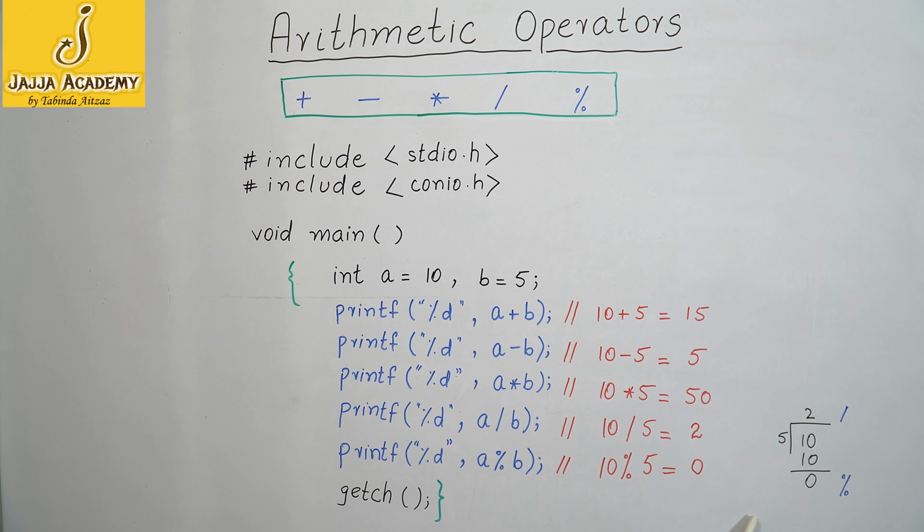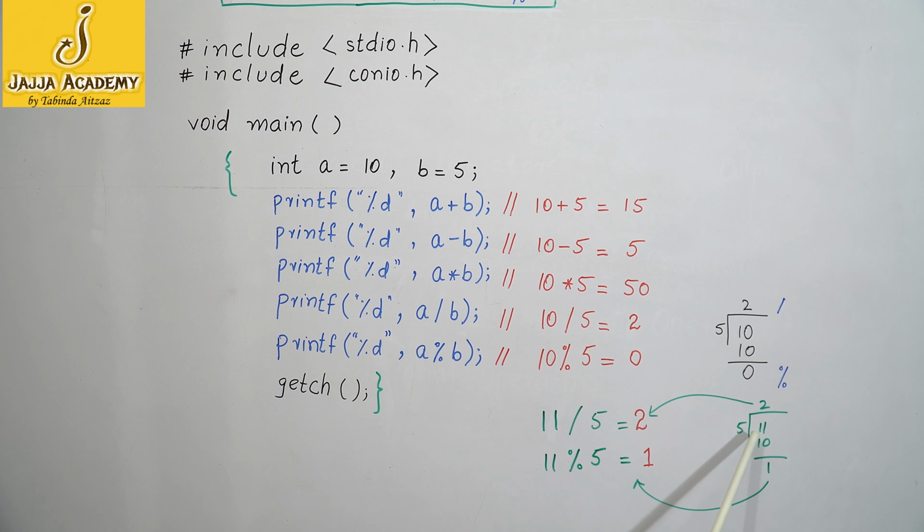Let's take another example. Here I have divided 11 over 5. So 5 2's are 10 and 1 is remainder. So if I write 11 divided by 5, then the answer will be 2, this answer. And if I write 11 remainder or modulus 5, then the answer will be the remainder of this division operator.